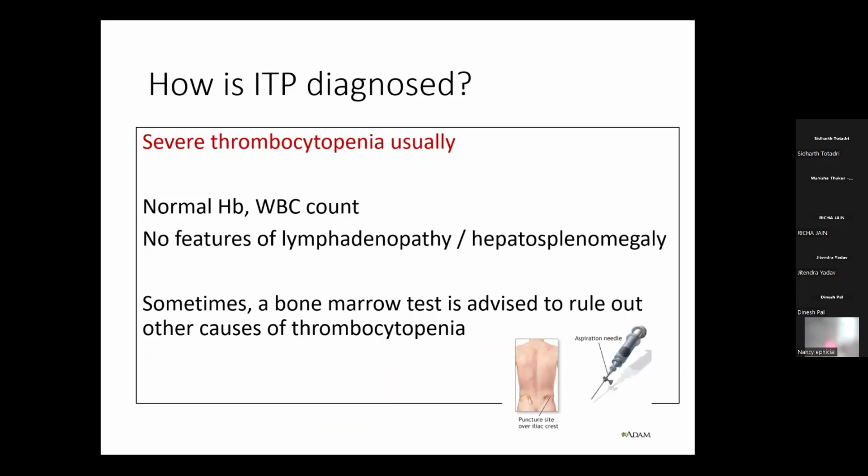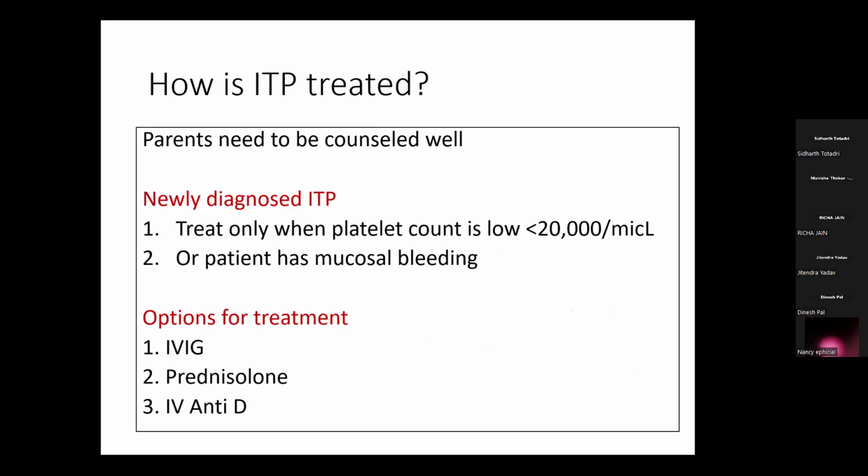And how can we diagnose thrombocytopenia? Hemoglobin and WBC count are normal, with no features of lymphadenopathy or hepatosplenomegaly. Sometimes a bone marrow test is advised, but not for ITP. It is done to find out the other causes of thrombocytopenia.